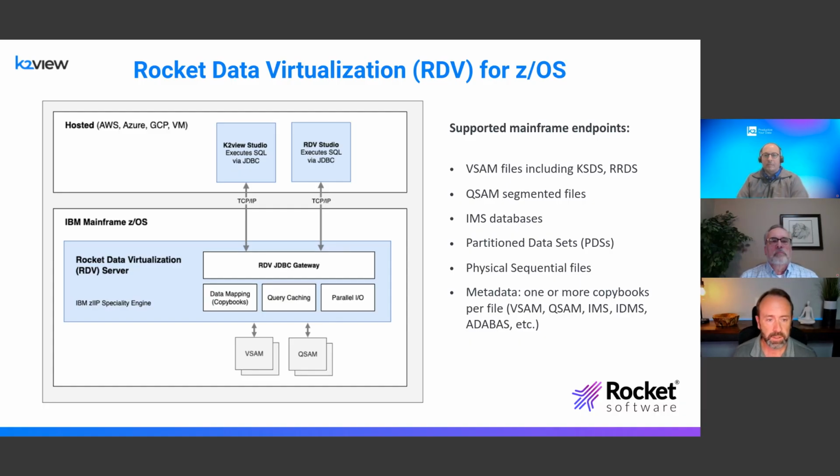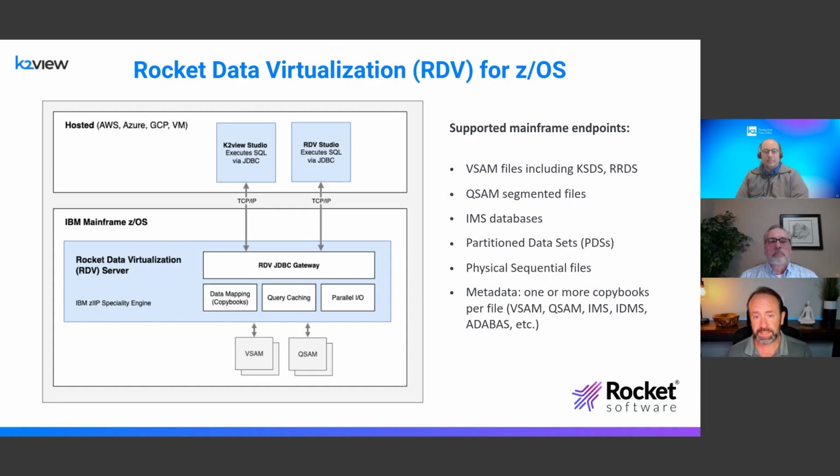So you can see here that this is where the RDV is actually running on the mainframe. It then makes available a JDBC gateway that we access through TCP/IP. So for those of you who are a bit more technical, we access this via JDBC from K2view Studio. Rocket also has an Eclipse-based studio that you can use for configuring the virtual tables and the views.